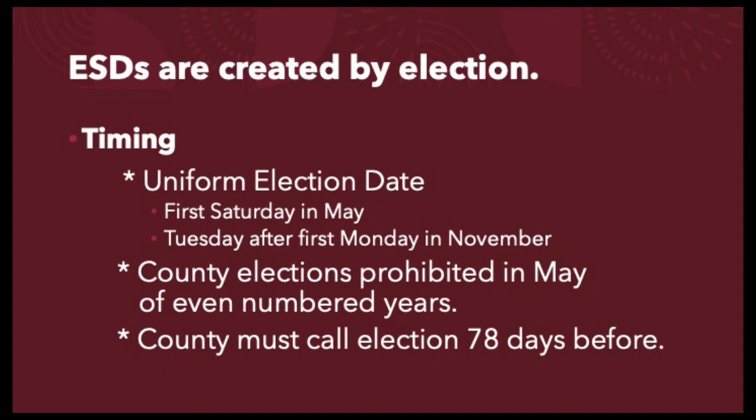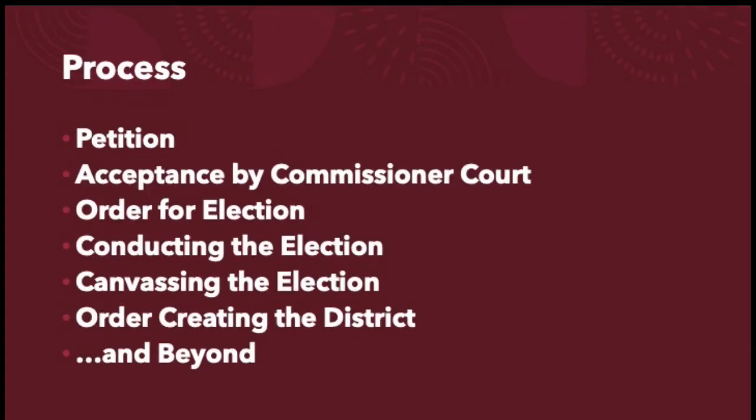Anyone who wishes to create a Texas ESD must be aware of certain deadlines. The County Commissioner's Court must call an election 78 days before the uniform election date. For the May election, the deadline is usually in mid-February. For November, the deadline is in mid-August. You can check the Texas Secretary of State's website, www.sos.texas.gov, for the deadlines. As we'll discuss, there are other deadlines for steps in the creation process. You can see those steps here.